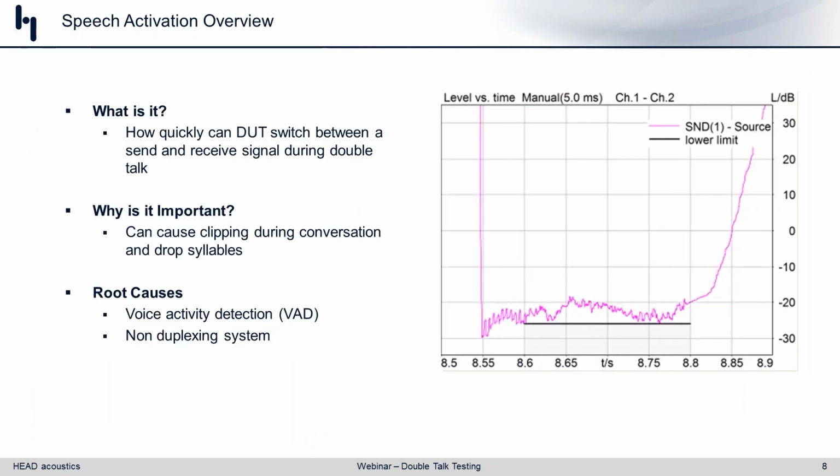So let's look at some of the metrics. And the first one that we want to look at is the issue of speech activation. The whole point here is we need to figure out, does your device even respond to double talk? Now, if you have push-to-talk devices, well, there's no real issue of double talk because a push-to-talk mechanism simply overrides the channels. It's not designed for double talk.